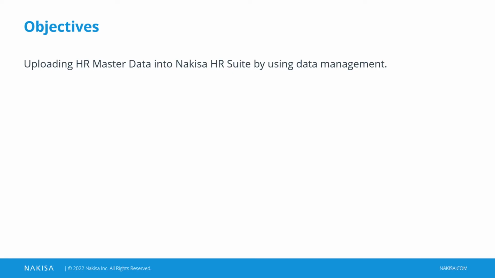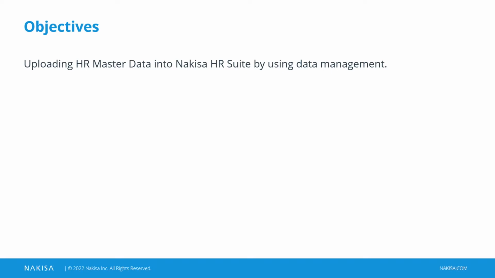So the objective here is to showcase how to upload HR master data into the Nakisa HR Suite through Excel templates. So what is HR master data and what is the source of this data? HR master data contains the personal and professional histories of employees, their skill sets, their contact information, their position and job information, their department information, their cost center information, and an array of other details. This data is important for the HR teams and executives in the company for key people related decisions.